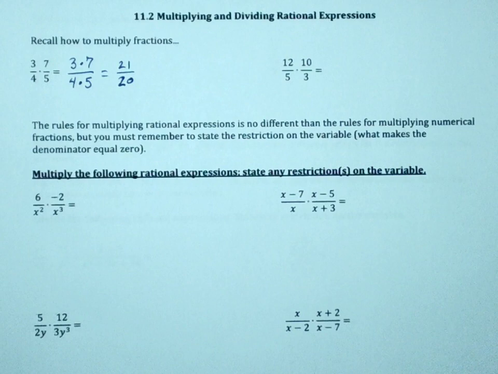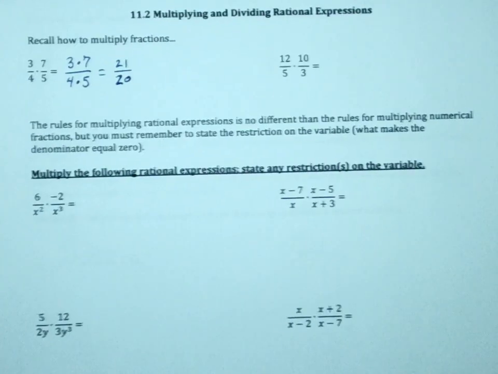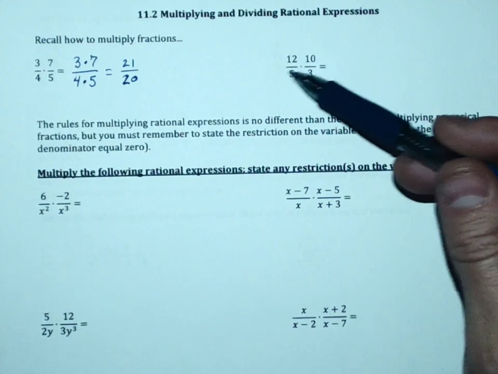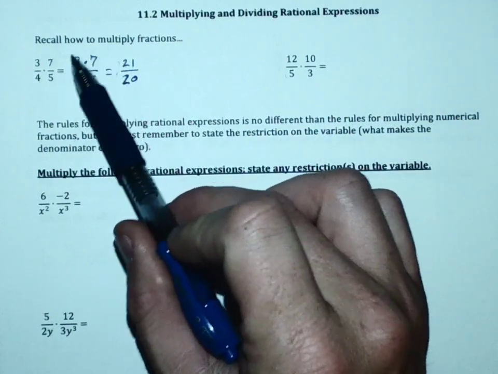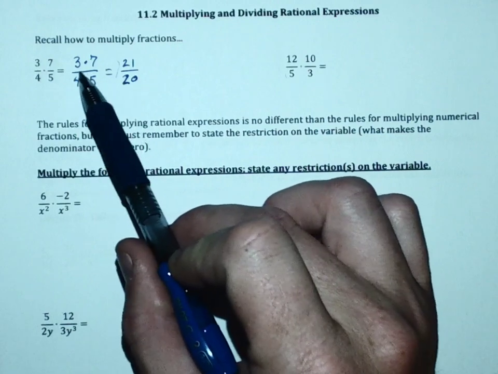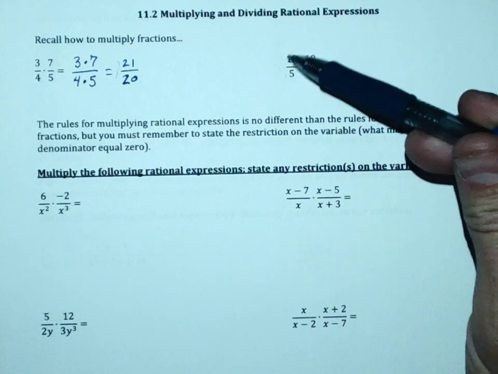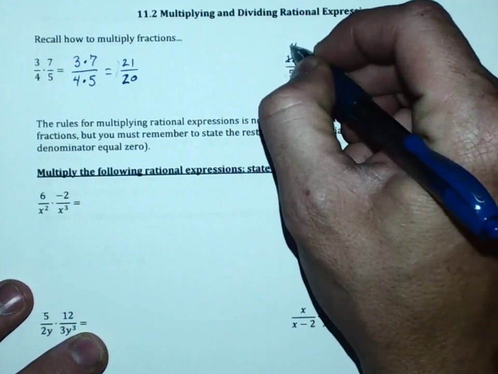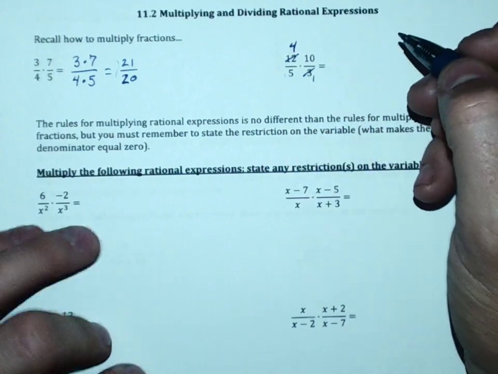Now, this is going to come in later, okay? It says factor and cross reducing. So look here. We have a 12 being divided by a 5. Now this 12 and this 5, they don't reduce. But with the rules of multiplying fractions, they become the same fraction. So it doesn't matter that this 12 is with the 5. The 3 can go into the 12. So this 3 can cross reduce with that 12, making it become a 4. And the 3 becomes a 1.